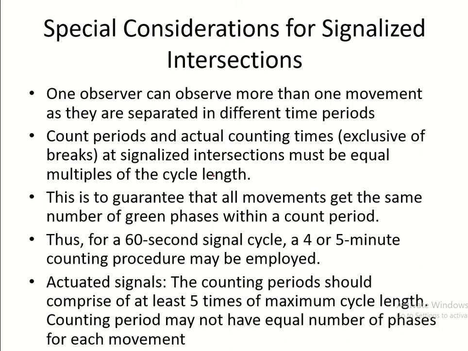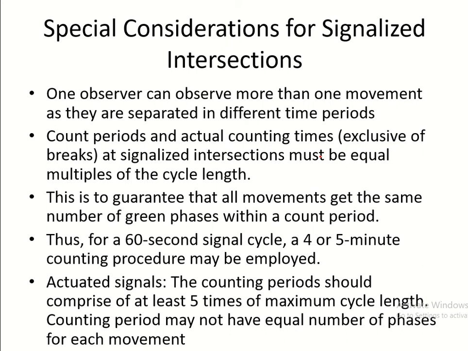Now why are we saying that the counting period should be a multiple of cycle length? Multiple means, if your cycle length is, let's suppose, 60 seconds, which means 1 minute, then you cannot have a counting period of 4.5 minutes, whether it is total or actual. Total should be a multiple of 1 minute and actual should also be a multiple of 1 minute. So the example which I was giving is valid.